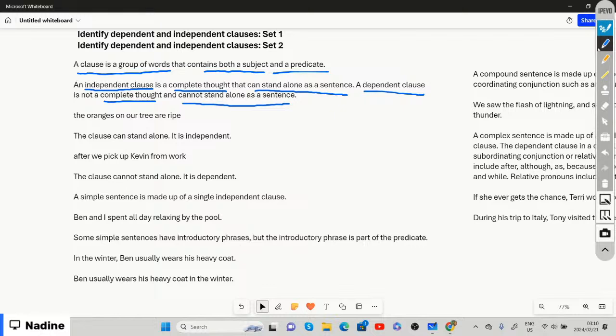So that is an example I can make between an independent clause and a dependent clause. Once again, an independent clause is a complete thought and it can stand alone as a sentence. And then we have a dependent clause, which is not a complete thought, and a dependent clause cannot stand alone as a sentence.